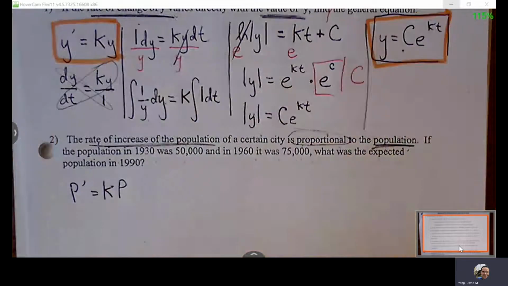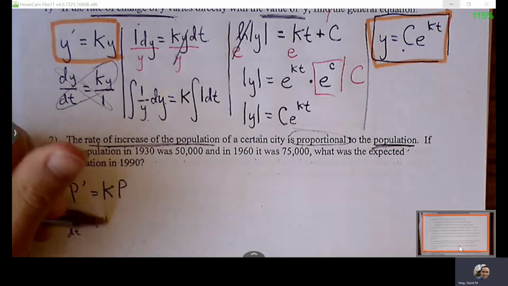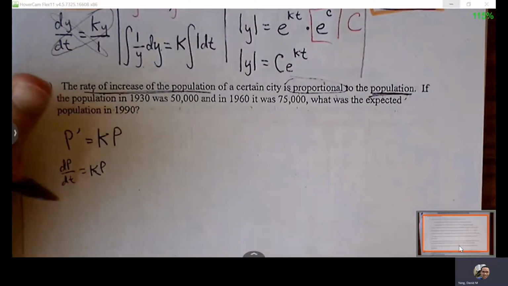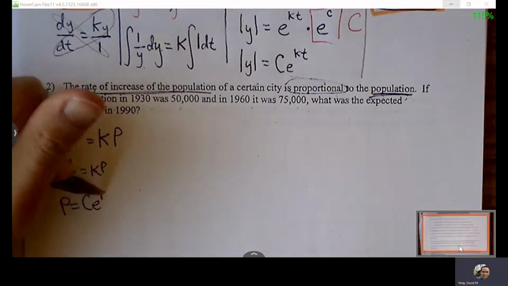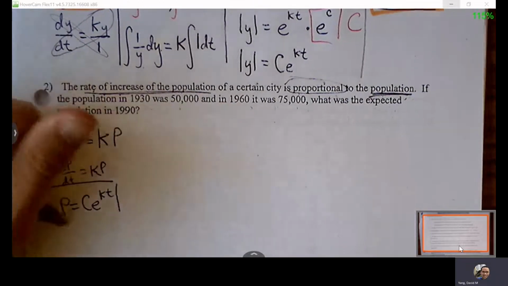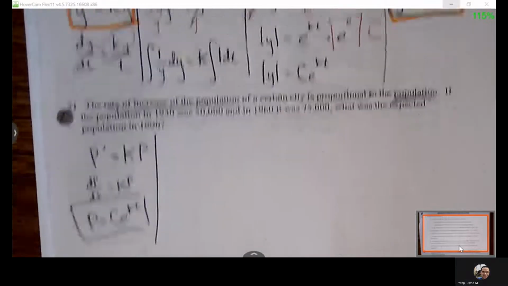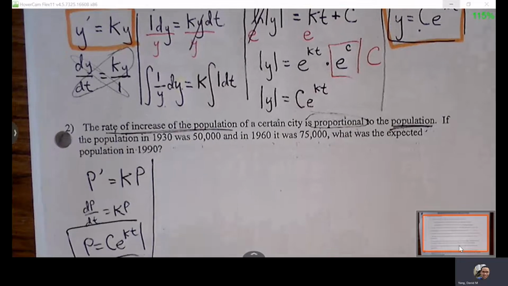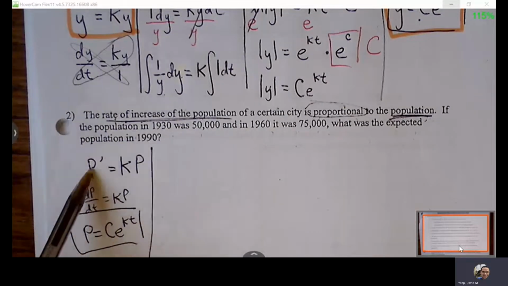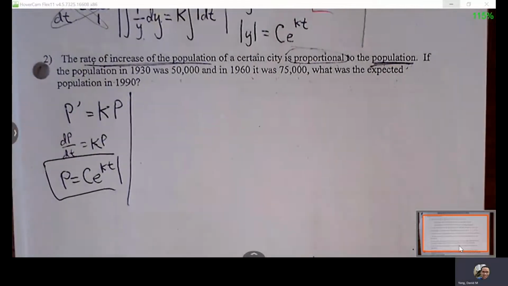So we don't have to go through this full process. I mean, we could, dp over dt equals Kp. We can separate the variables just like before, but we know this is going to lead us to this general equation that can be our starting point from here on out. Okay, so we're skipping all the calculus because we know where this is going to lead. Okay, questions so far?